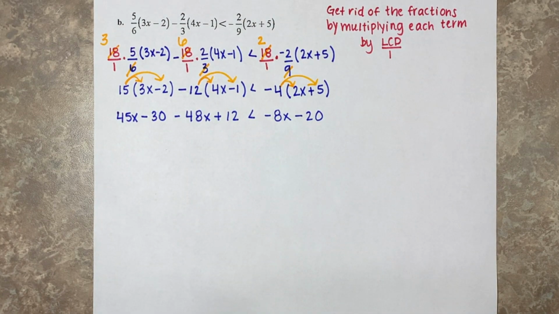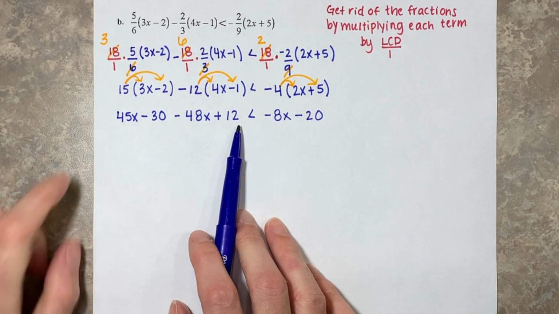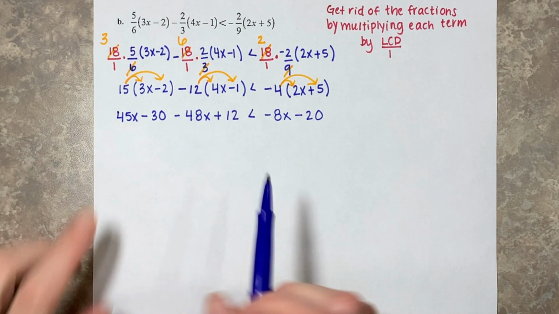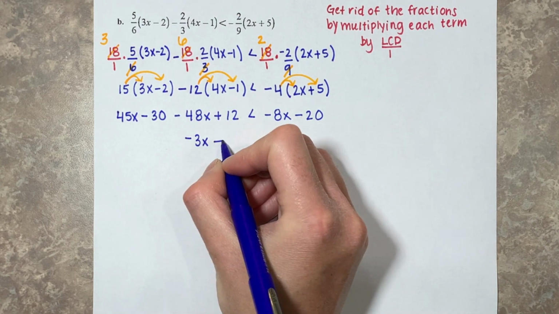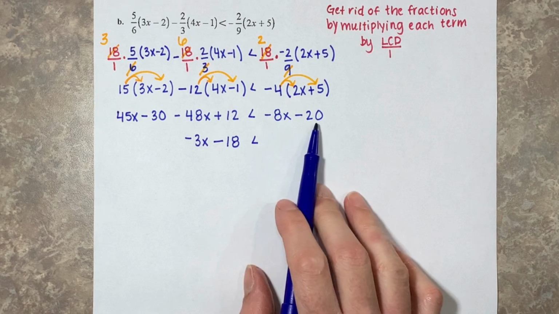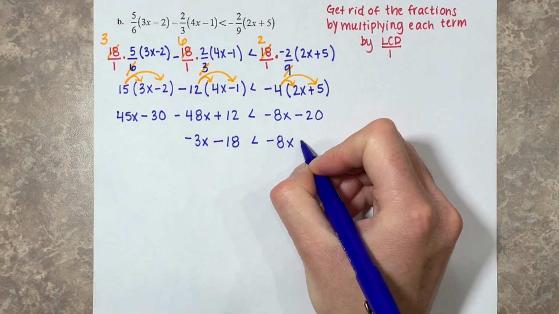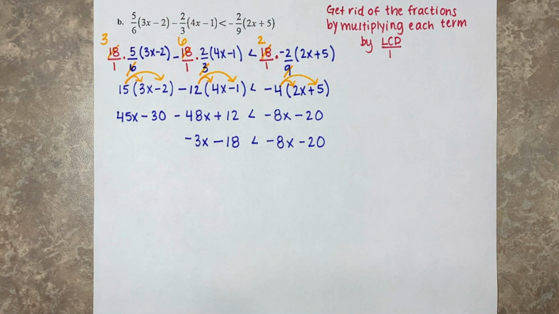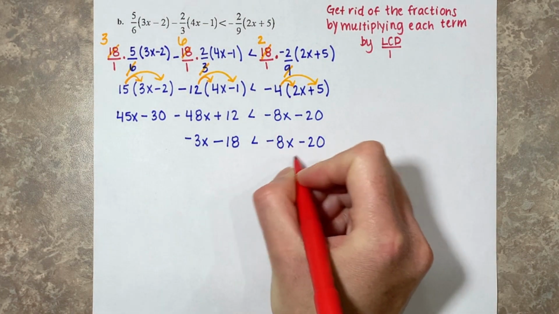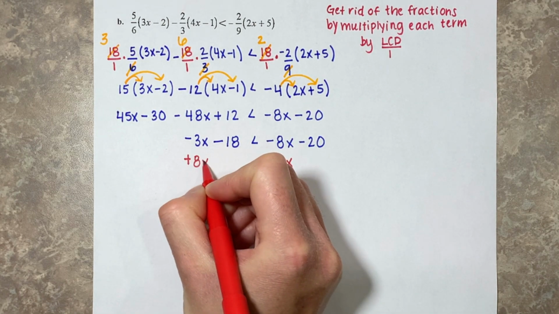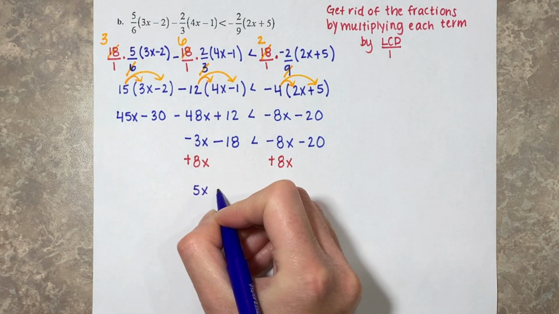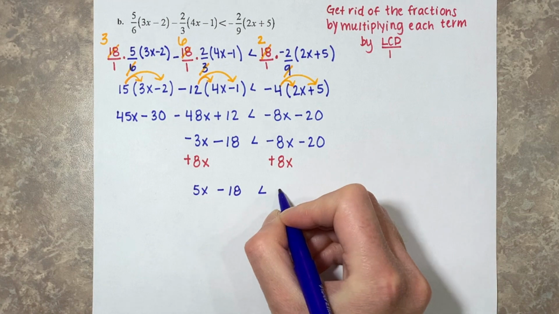Now let's see. If we continue to simplify the left side here, we can combine like terms. 45x minus 48x will give us negative 3x. And negative 30 plus 12 will give us a negative 18. And on the right side, there's nothing to be simplified, so we'll just bring down the negative 8x minus 20. Now, when we're solving inequalities, our goal is to isolate x, and I like to get x isolated on the left. So if I want to get x isolated on the left, let's remove this x from the right, so we'll add 8x to the right, and then we'll add 8x to the left. That will leave us with 5x minus 18 is less than negative 20.